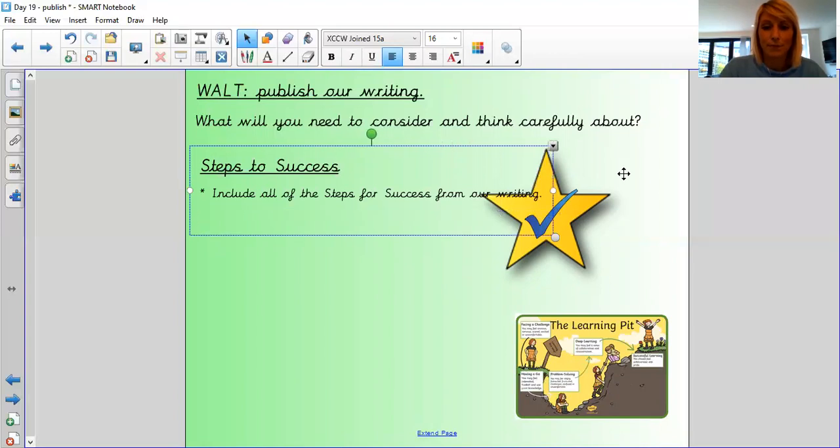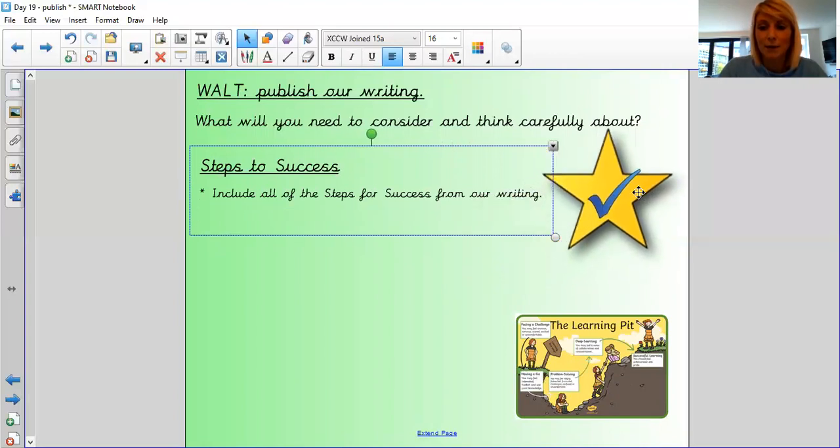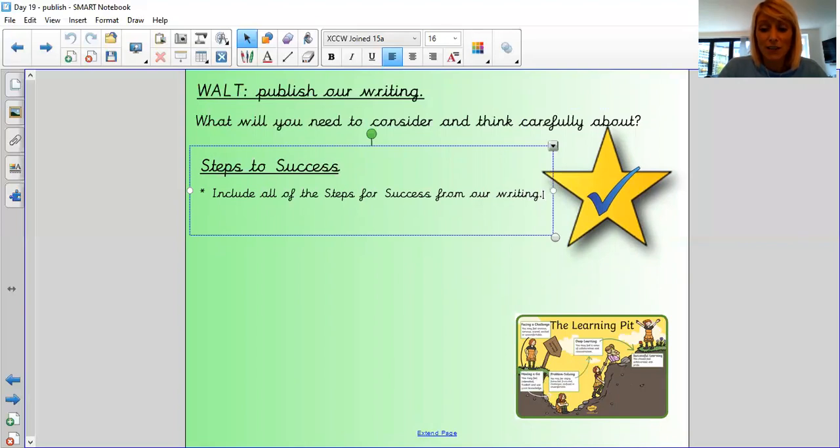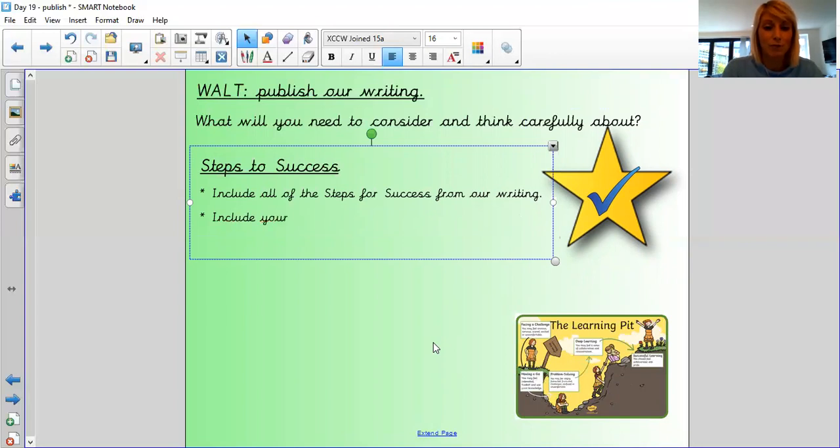Okay. The next thing I was thinking about was your corrections. When you write out work, sometimes it's easy to forget the corrections we've made, and we end up writing out the original version rather than our improved version, or typing out our original version rather than our improved version. So what I want to say is include your improvements. I'm also going to put make more improvements.